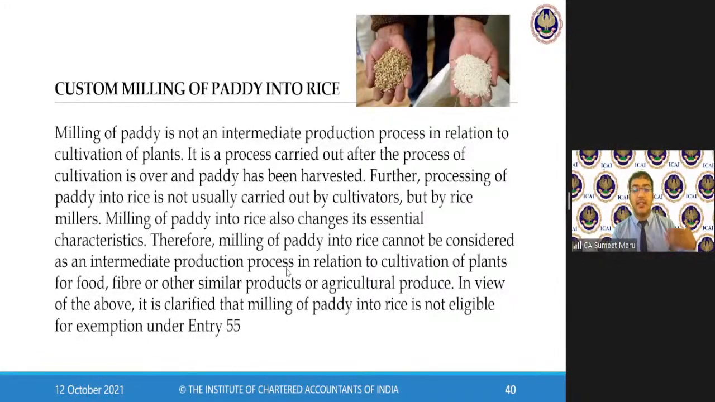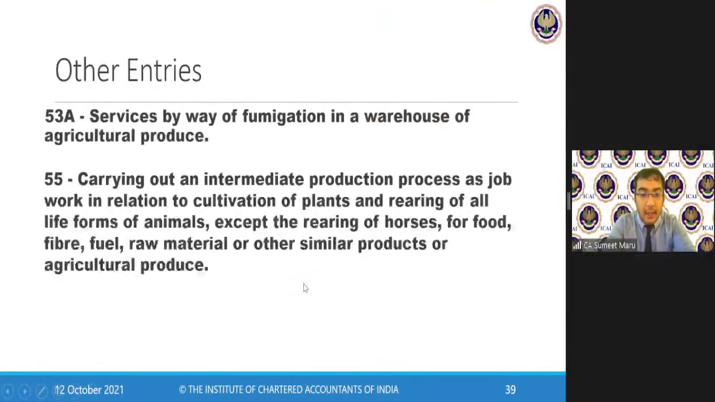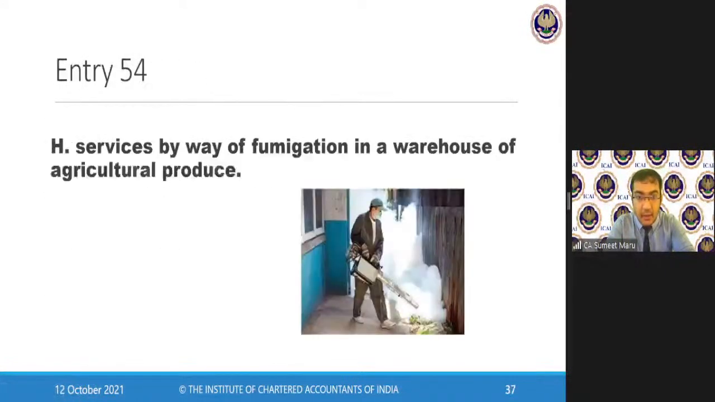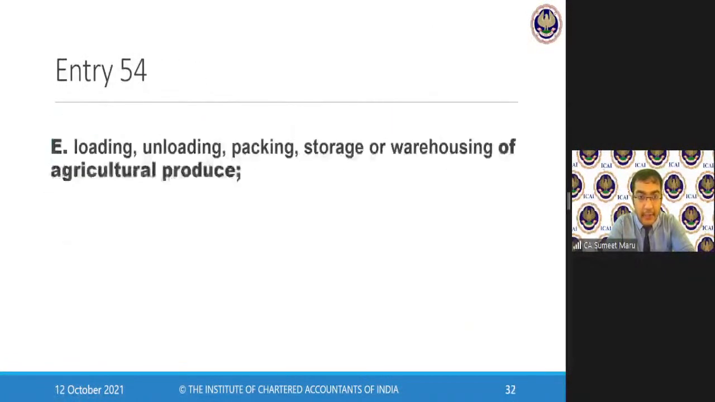Sugarcane juice is taxable. You are further processing the sugarcane, and then the juice is obtained. Okay. Someone was asking me, sir, please explain the warehousing point for agriculture produce.